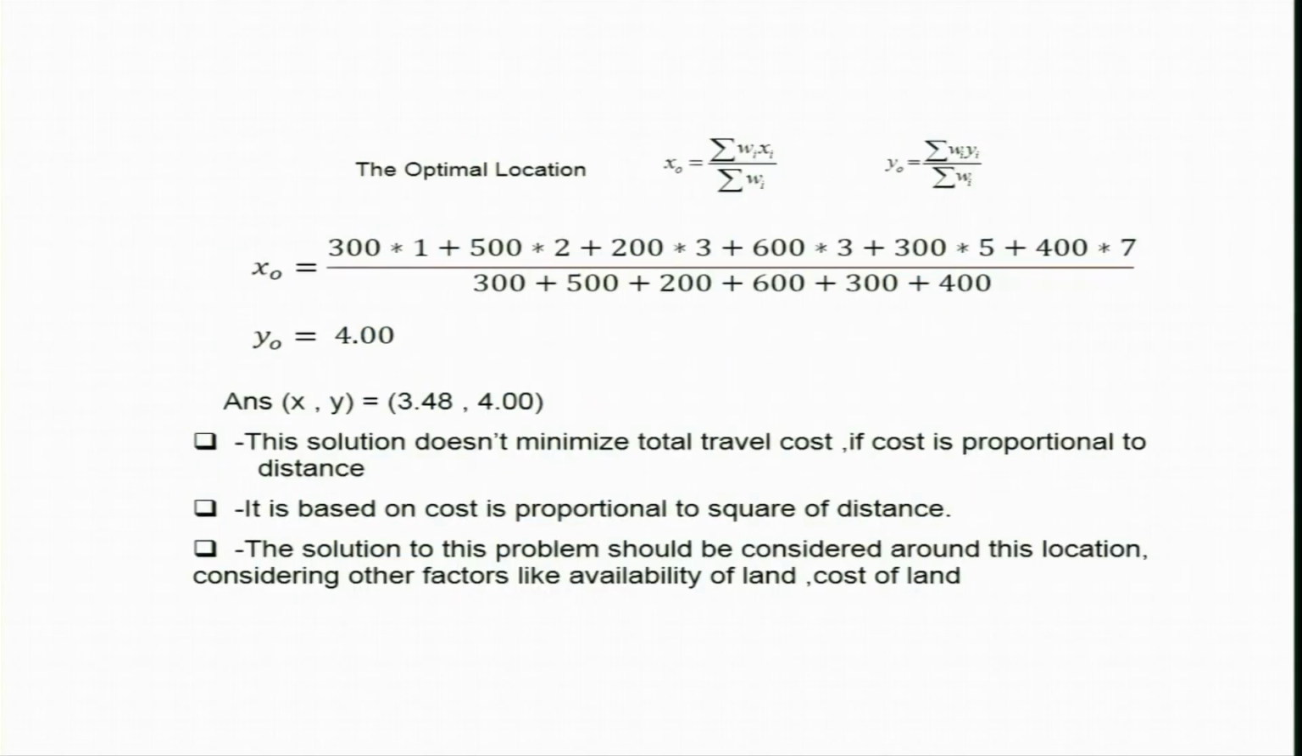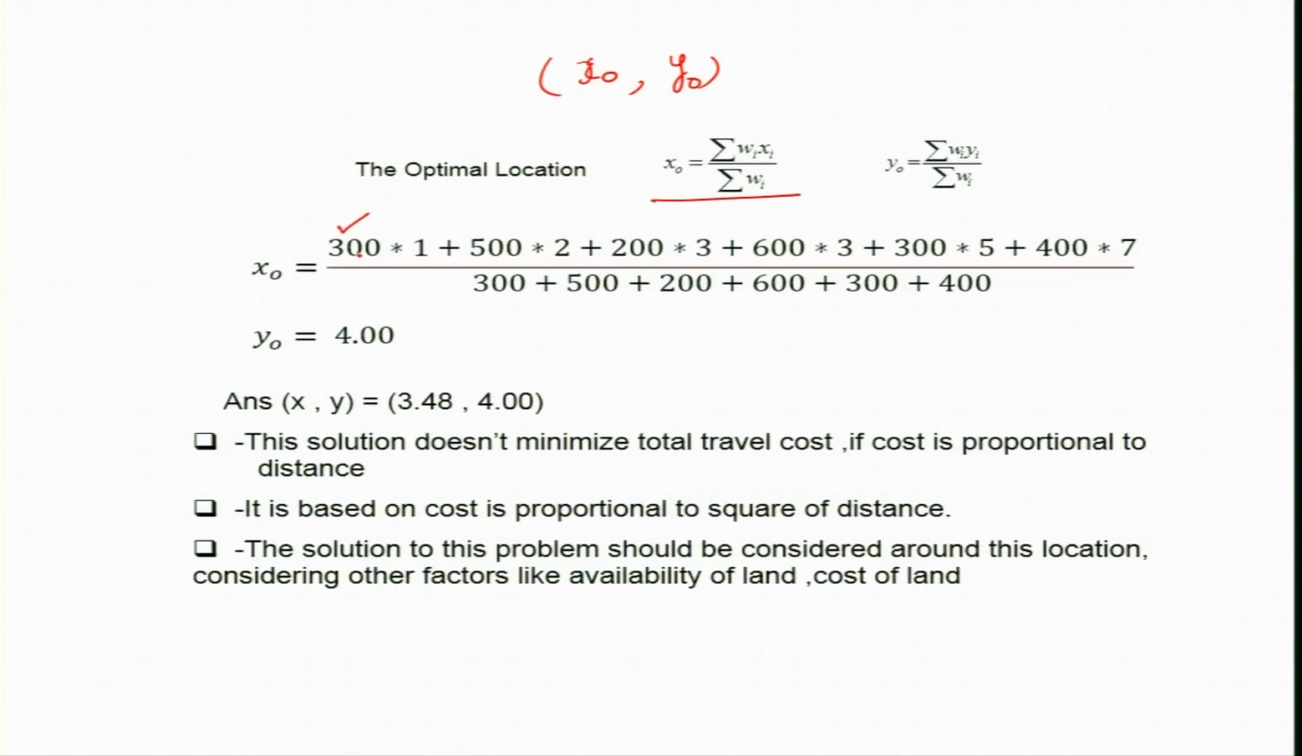It is very easy. Let the optimal location have coordinates x0 and y0, and how do we determine these coordinates? The formula is very simple. It is the gravity method. So, the formula is very simple.